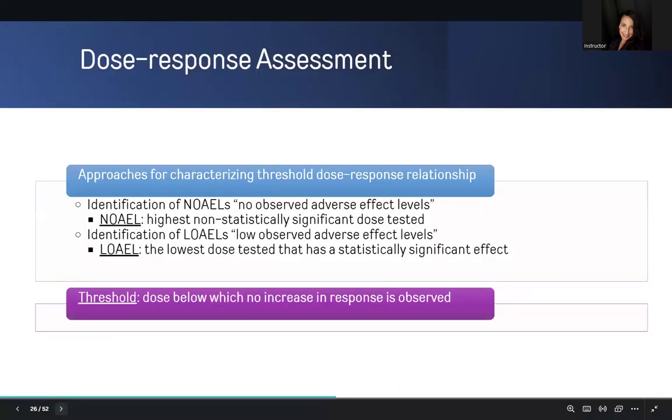Approaches for characterizing threshold dose-response relationships include identification of NOELs or LOELs, that's NOAEL or LOAEL, which corresponds to the no or lowest observed adverse effect levels.